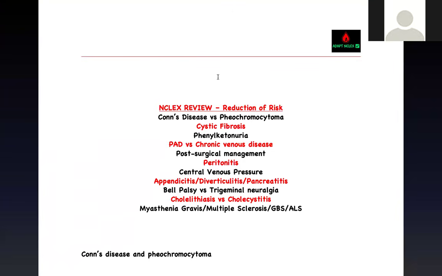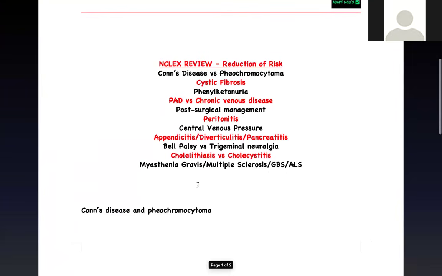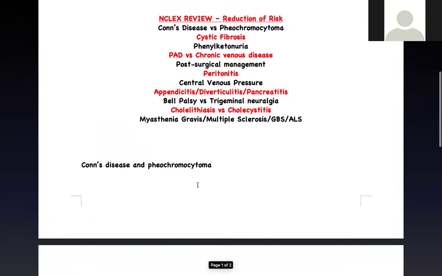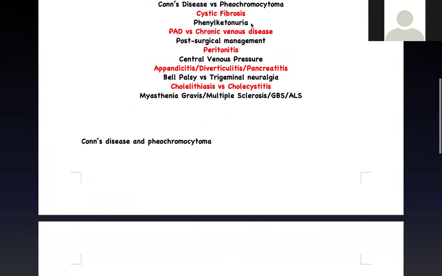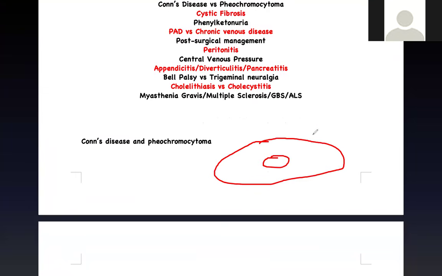This is going to be straightforward. I'm not going to beat around the bush and will give you the content you need to know. We're taking the first one, Conn's and pheochromocytoma. The key thing you're supposed to know is they are coming from the adrenal gland. The adrenal gland has two layers. This is the cortex, and this is the medulla.